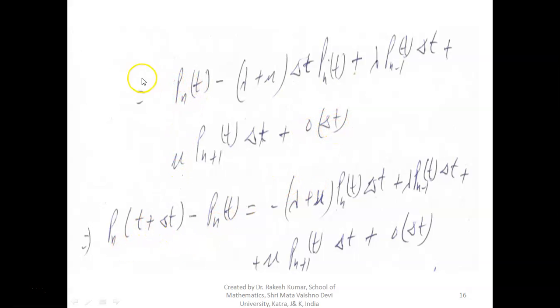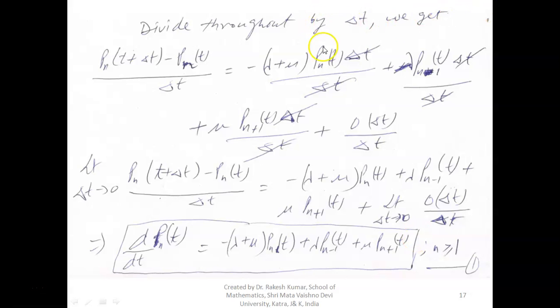Just taking P_n(t) to the left side, we have P_n(t plus delta t) minus P_n(t), which is equal to minus (lambda plus mu) P_n(t) delta t plus lambda P_(n-1)(t) delta t plus mu P_(n+1)(t) delta t plus o(delta t).